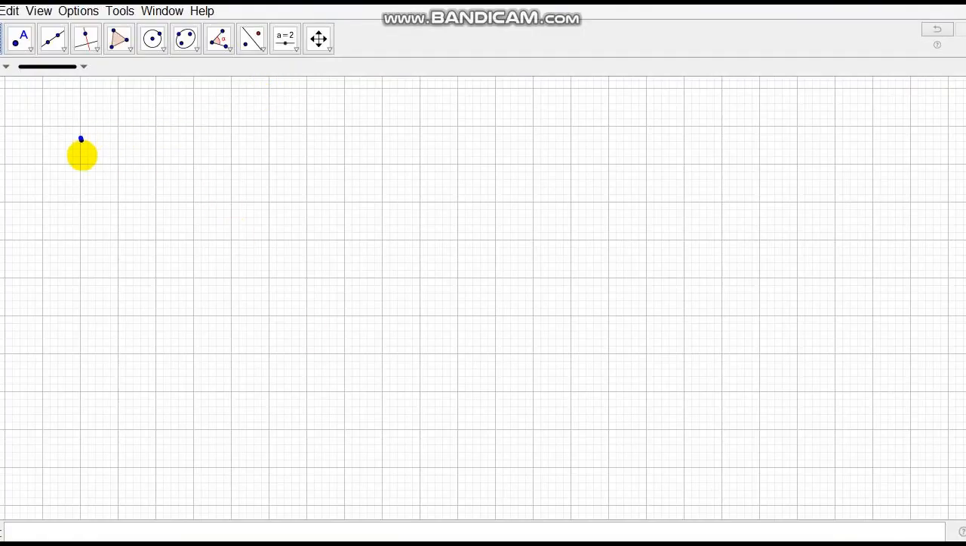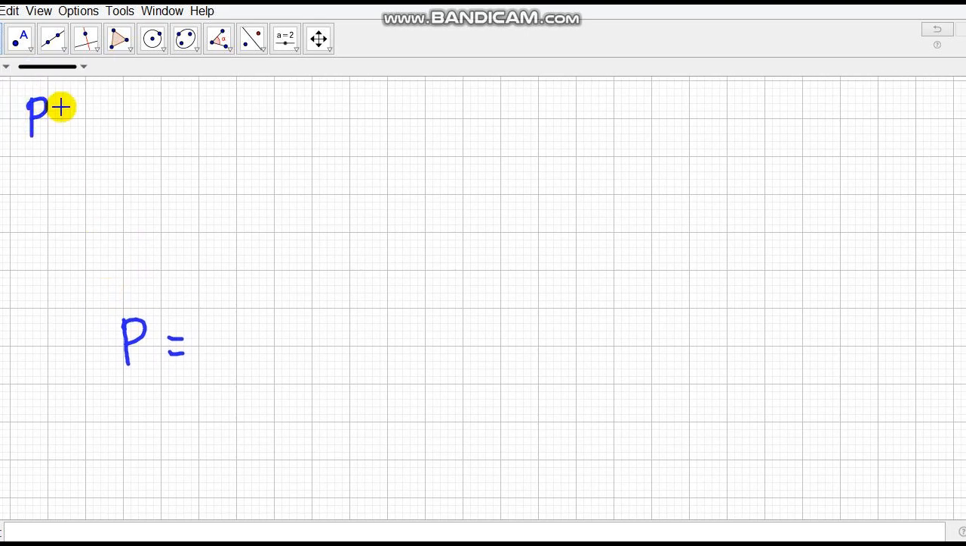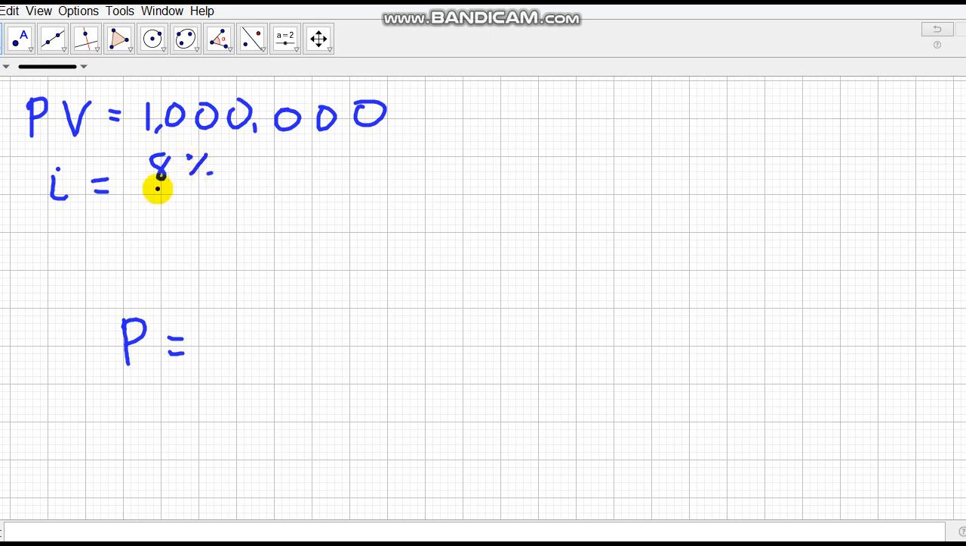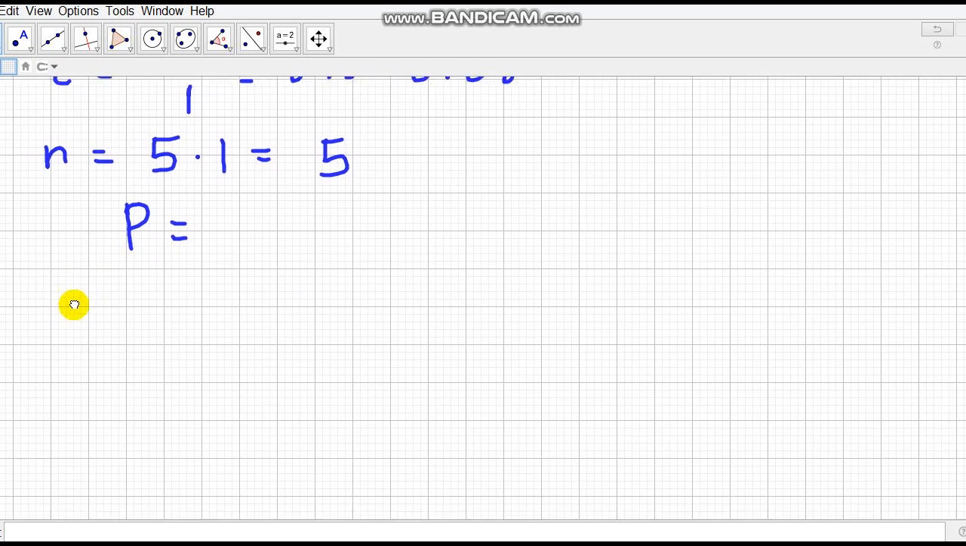So this will be the periodic payments. And remember, as given earlier, our loan is 1 million pesos. So that would be our present value, 1 million pesos. And the interest is 8% compounded annually. So 8% divided by 1, which is still 8% or 0.08. And the number of compoundments is 5 years done annually times 1, which is equal to 5. So n is equal to 5, interest is 0.08, and the present value is 1 million.